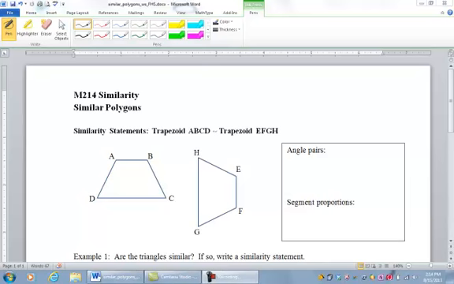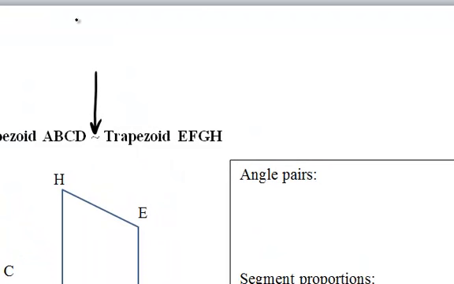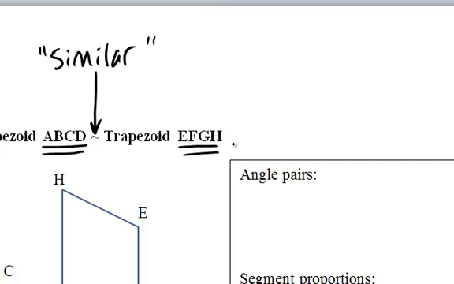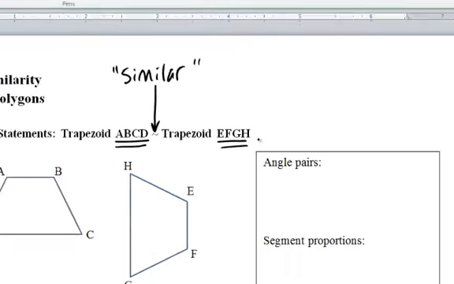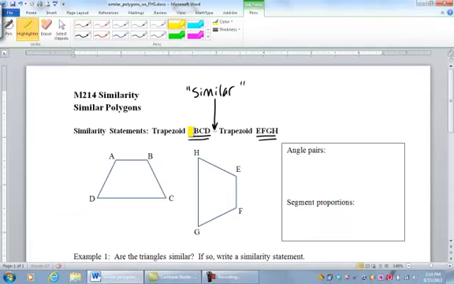So for similarity statements, we have this symbol right here, this little squiggly line, and what that means is similar. So it means they're not the exact same, but they do have a lot of the same qualities. One's just much bigger than the other. And the way that these letters are ordered corresponds to the way that these letters are ordered. So the first thing I like to do is match up all the angles. You can see how the very first letter in this trapezoid is letter A, and the first letter in this trapezoid is letter E. And that tells me that those angles are congruent. So angle A is congruent to angle E.